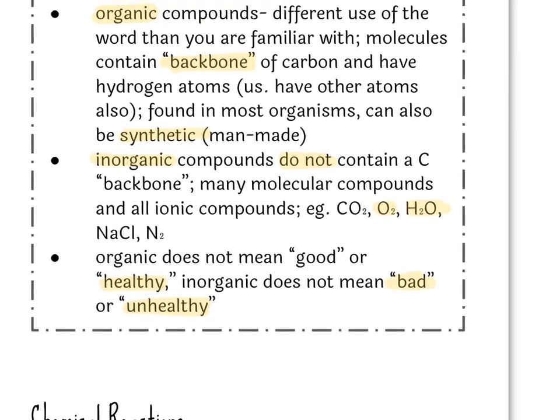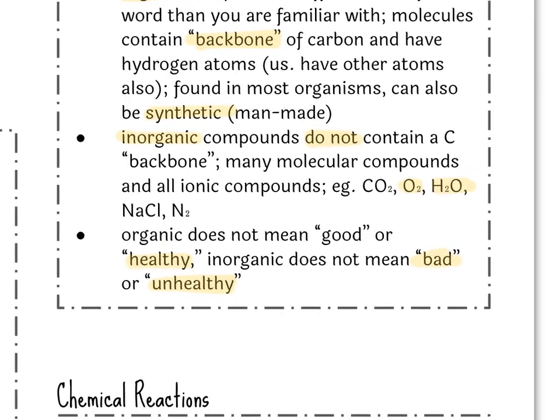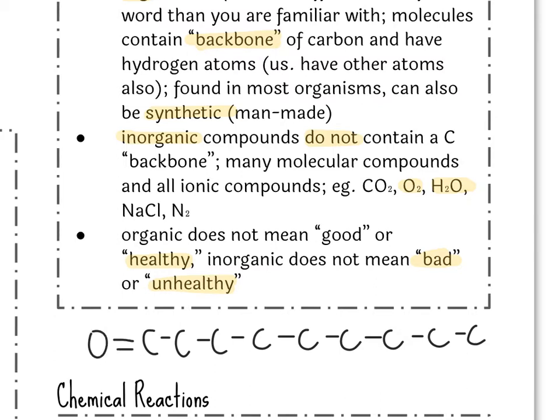And down here I have a little room, so I'm going to draw a backbone of carbon. This is just an example of what a backbone is. It means that it has a lot of carbons. It'll literally be a chain like this. It could be dozens and dozens of carbons long. Let's say there's an oxygen right here.